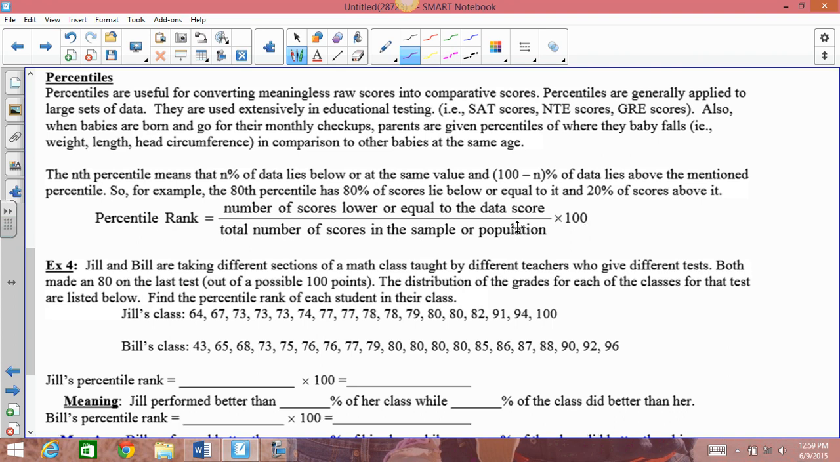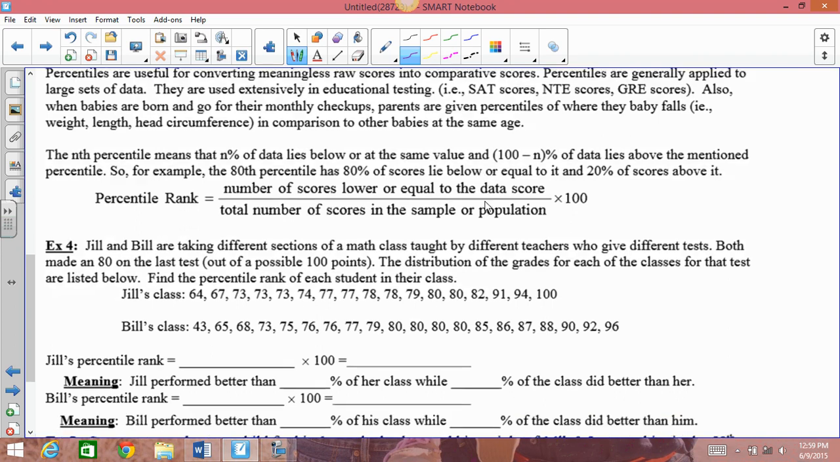Just to give you an example, say you were at the 80th percentile in your class. That means that 80% of the scores are at yours or less, and 20% of the scores were above you. So if you're at the 80th percentile, then 80% of the class is doing at your level or worse. There's only 20% of the class doing better than you. So the higher your percentile ranking, the better off you are.